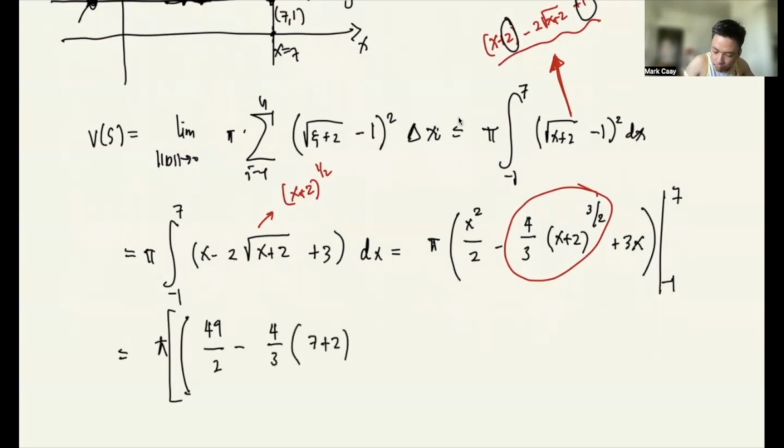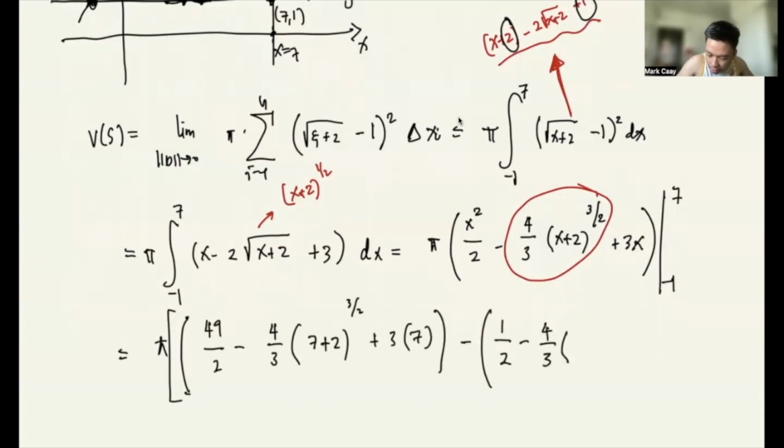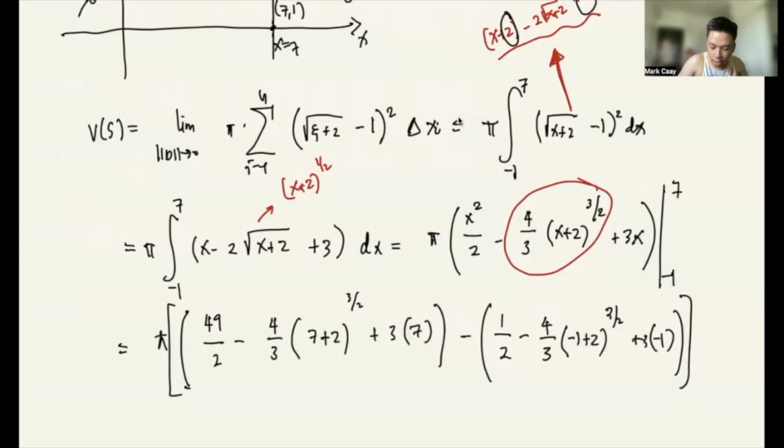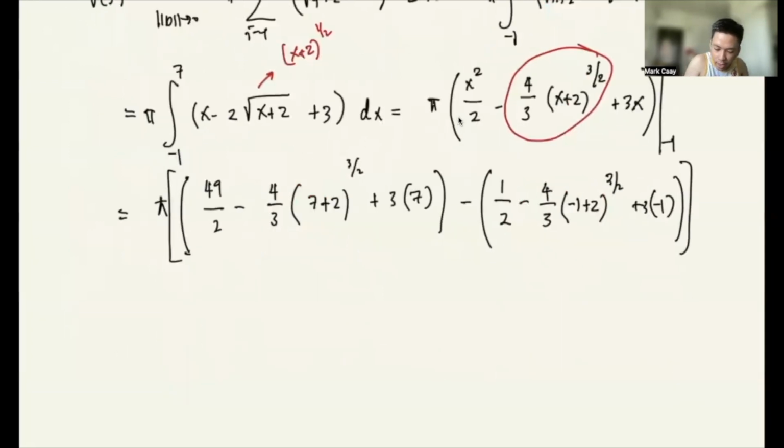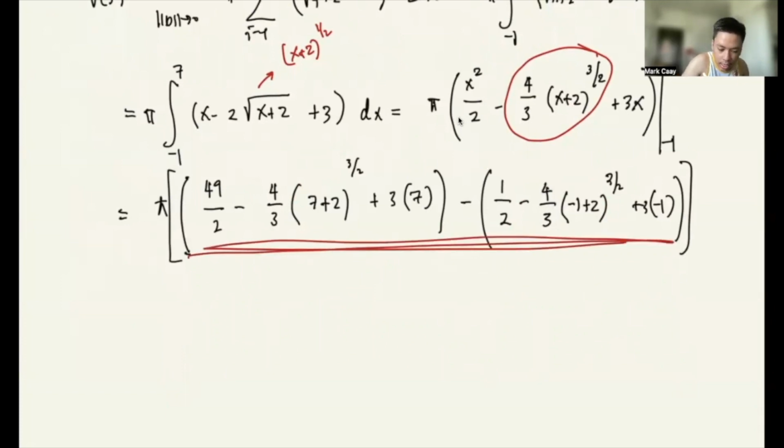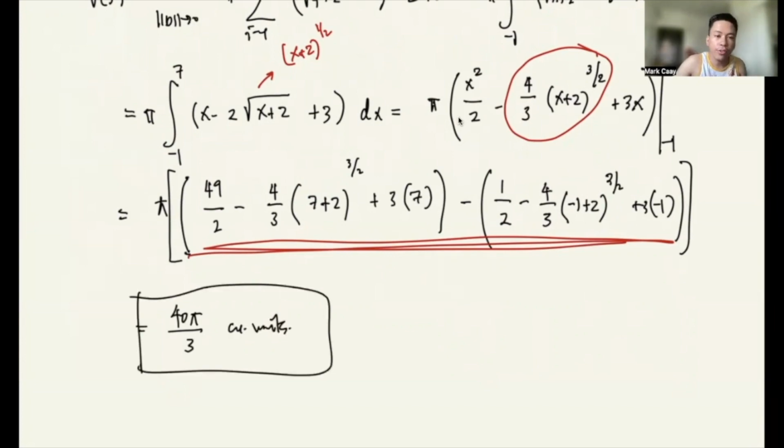And so, substituting 7 first, this is pi times 49 over 2 minus 4 over 3 times 7 plus 2 raised to 3 over 2, plus 3 times 7, minus, substitute ko yung -1, so this is 1/2 minus 4 over 3 times -1 plus 2 raised to 3 over 2, plus 3 times -1. Yan. And then, kayo nang bahala mag-simplify ha. This is arithmetic na lang to, elementary math. So, this is basically 40 pi over 3 cubic units. That's it. So, if you have any questions or clarification, please let me know.